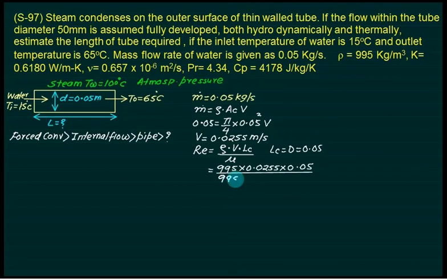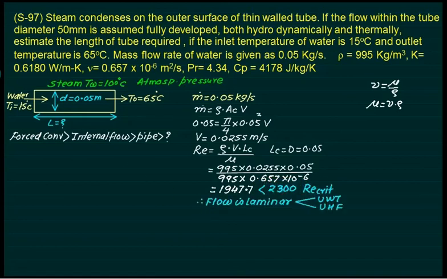It's 995 multiplied by 0.657, because nu is equal to mu divided by rho. We can also write this equation as V Lc by nu. If you calculate this number, you will get 9477, which is less than the critical Reynolds number for internal flow, that is equal to 2300. So the flow is laminar.